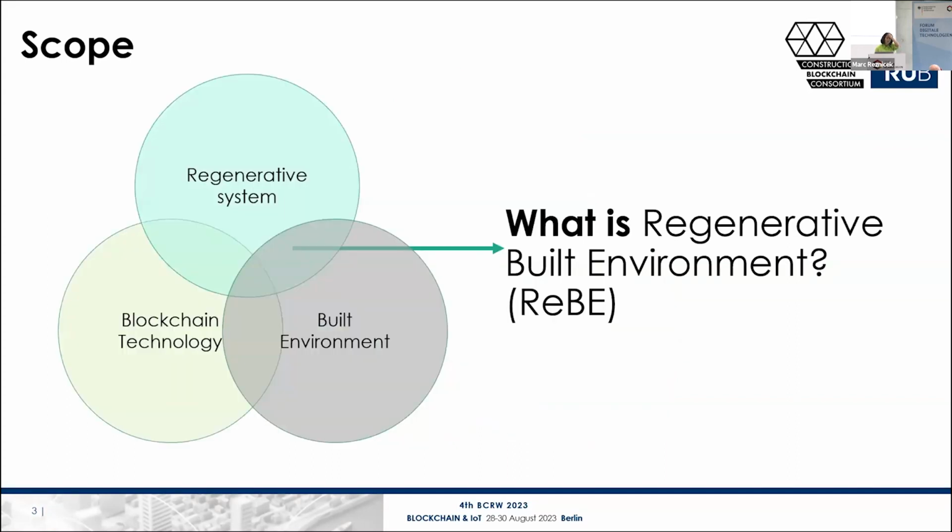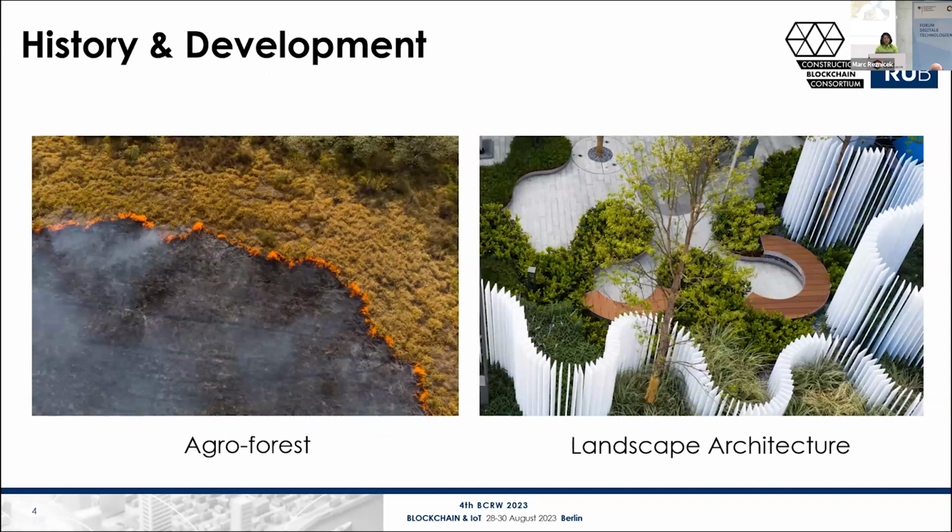So the first question is: what is the regenerative built environment, which I call ReBE? Regenerative really started as a concept in agroforestation. Back in the days of heavy industrialization of farms and agriculture, we burned a lot of land in order to do agriculture. A lot of engineers came out and wanted to stop this, because it destroys land and nature, and asked how we could do it more sustainably. One of the first ideas is agroforestry, where we don't destroy and burn the forest. Instead, we use the forest as our food source. This is called agroforestation.